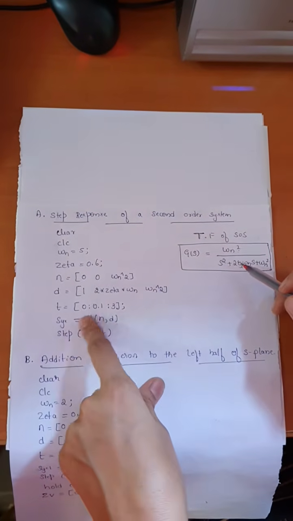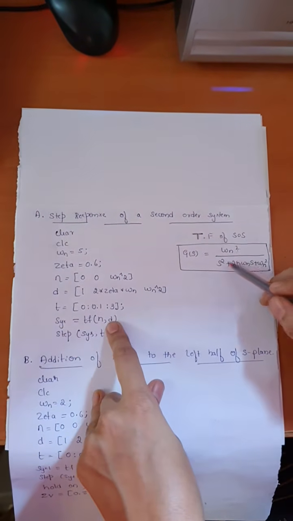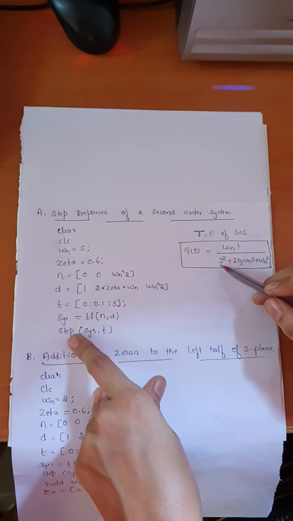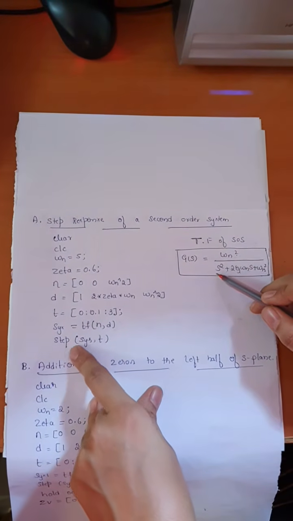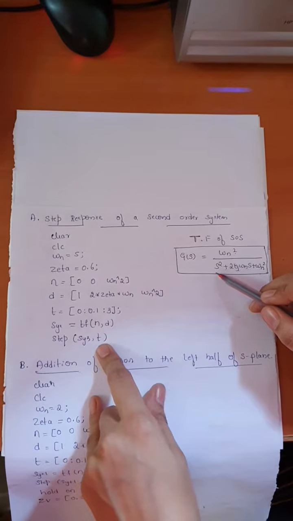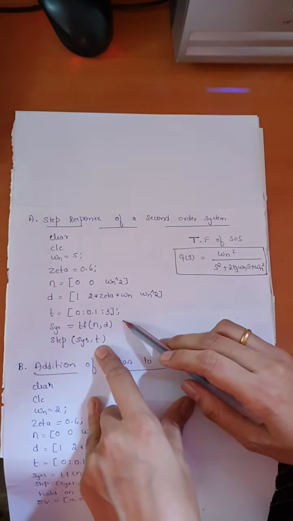Then for this second order system, we need to apply the step input. So the step of system comma t. So this is the first program of a step response.